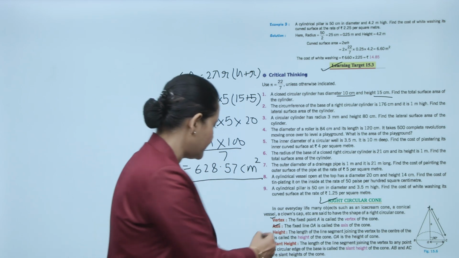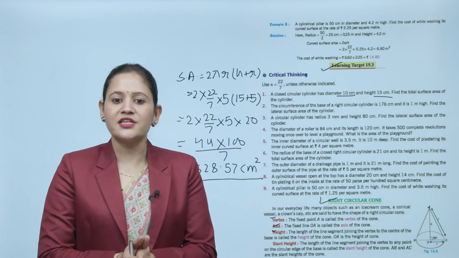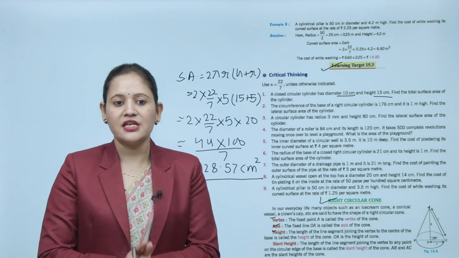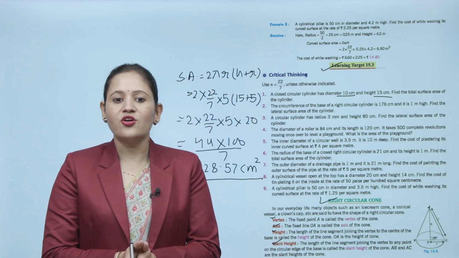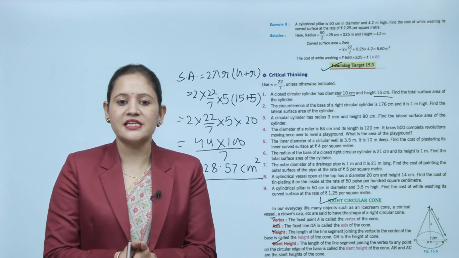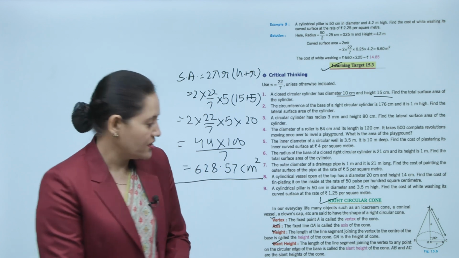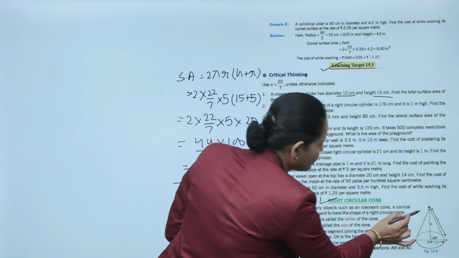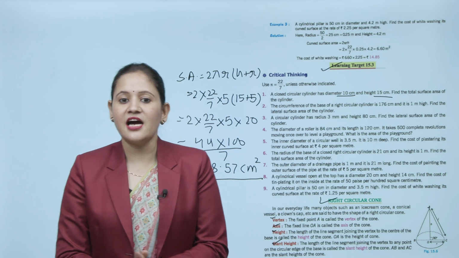Next is height. The length of the line segment joining the vertex to the center of the base is called the height of the cone. OA is the height of the cone. Next, slant height. The length of the line segment joining the vertex to any point on the circular edge of the base is called the slant height of the cone. AB and AC are the slant heights of the cone. In the cone, OA is the height, and AC and BA are the slant height. Clear?